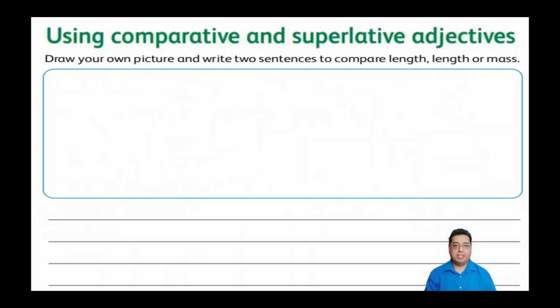And for the bonus activity, just draw your own picture and write two sentences to compare length, or you can compare length or mass, something like that. Just write two sentences, just like what you saw me do, and that's the bonus activity.